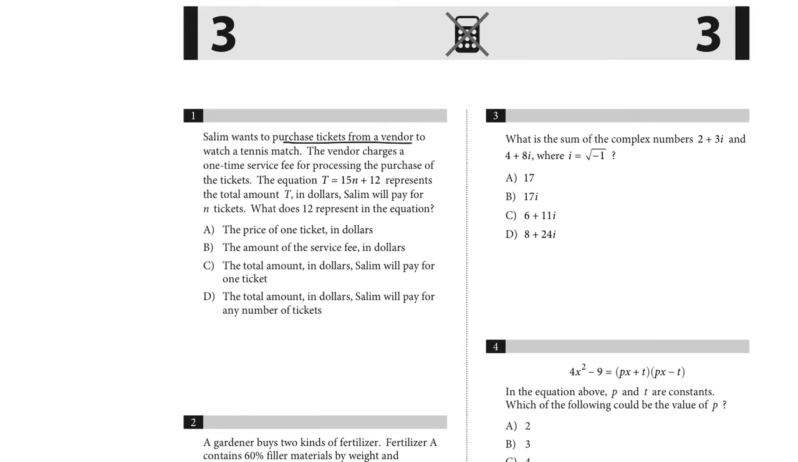Okay, so this question asks us how many tickets purchase tickets from a vendor. The vendor charges a one-time service fee. The equation shows y equals 59 plus 12. What does 12 represent? The service fee is a one-time fee, so 12 will have to be the service fee.